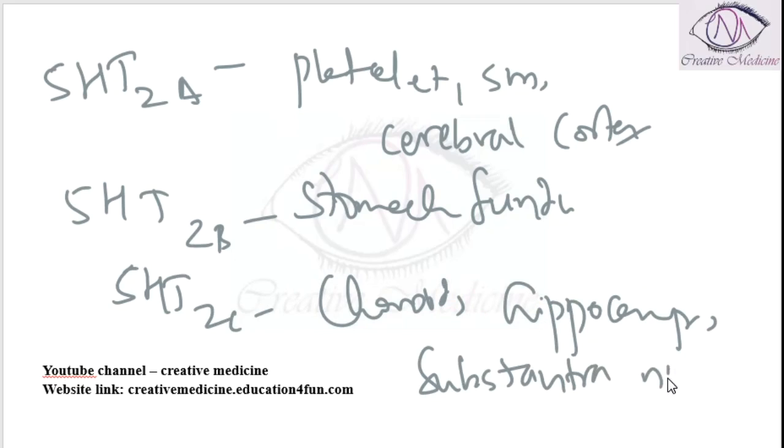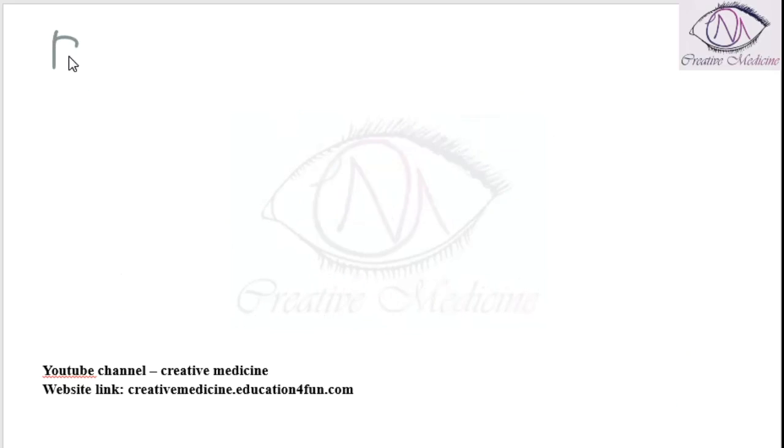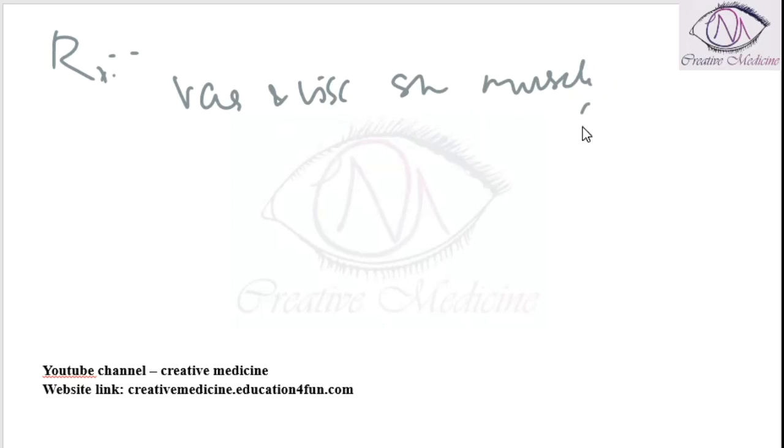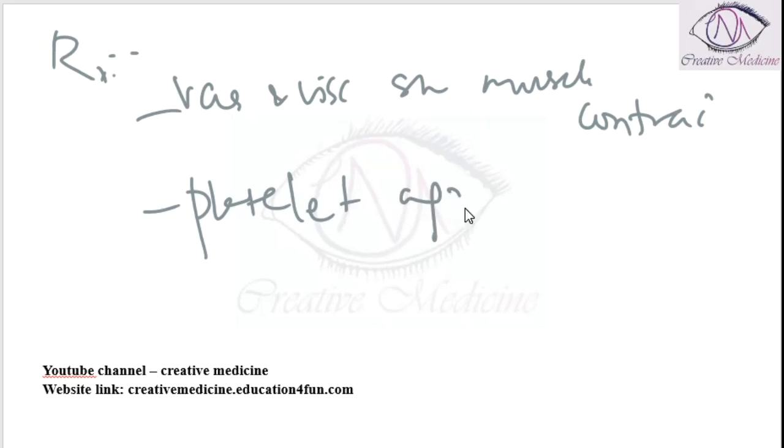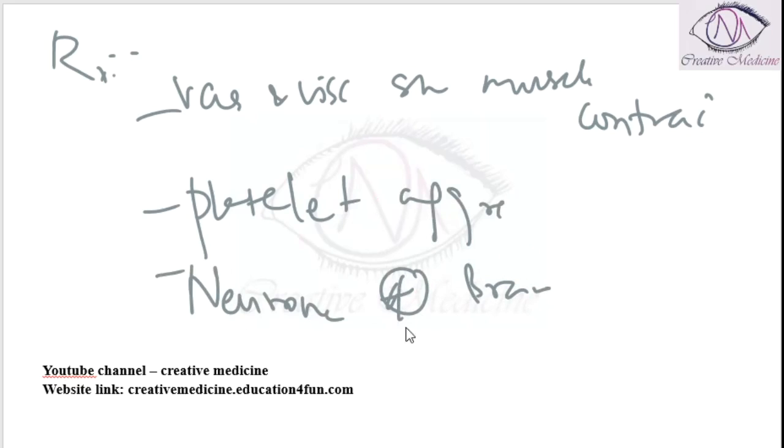Here we see 5HT2C. Then the function of this 5HT2 is to cause vascular and visceral smooth muscle contraction. It causes platelet aggregation. Then it results in neuronal activation of the brain.